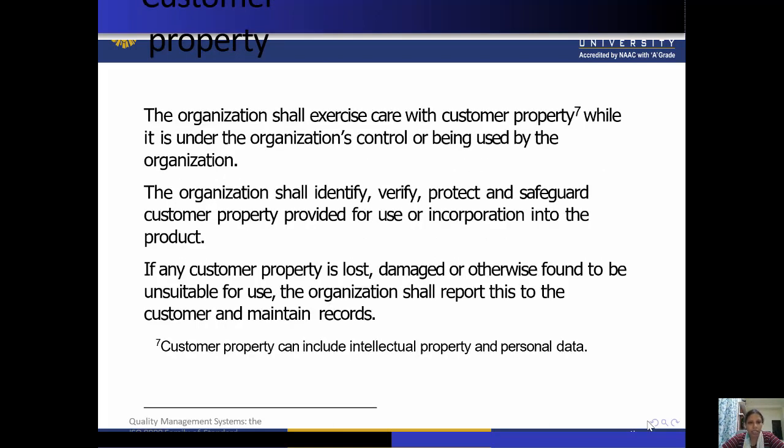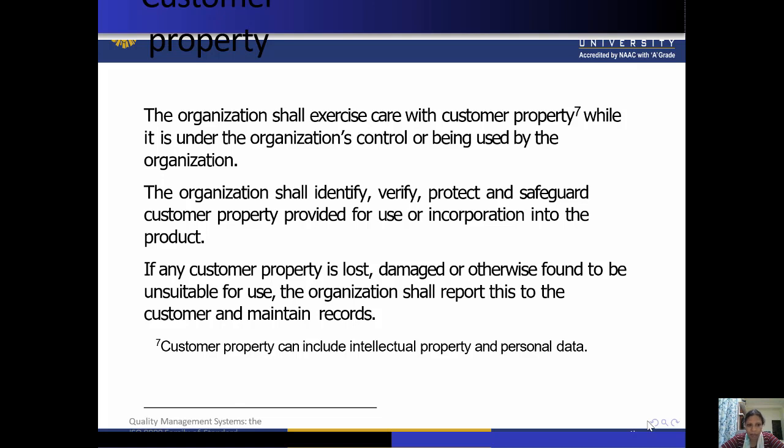Customer property. The organization shall exercise care with customer property. Now, what is this customer property? Customer property can include all the intellectual property and personal data. While it is under the organization's control or being used by the organization, the organization shall identify, verify, protect and safeguard the customer property provided for use or incorporation into the product.